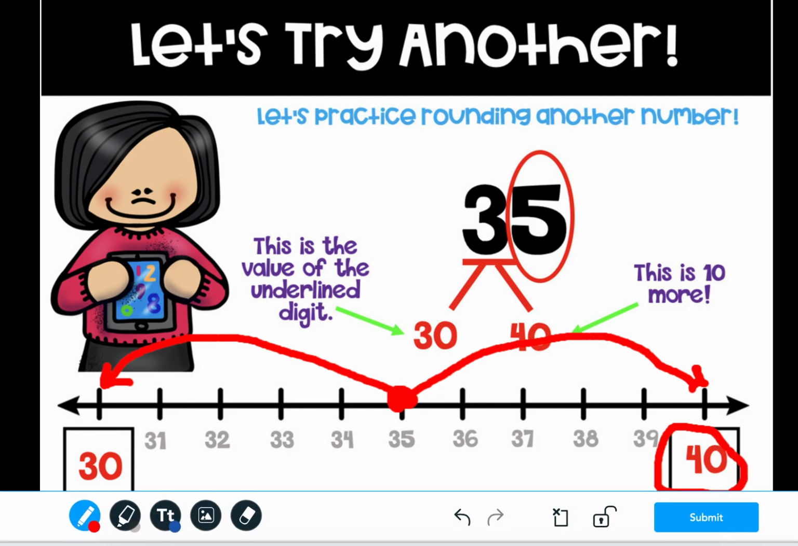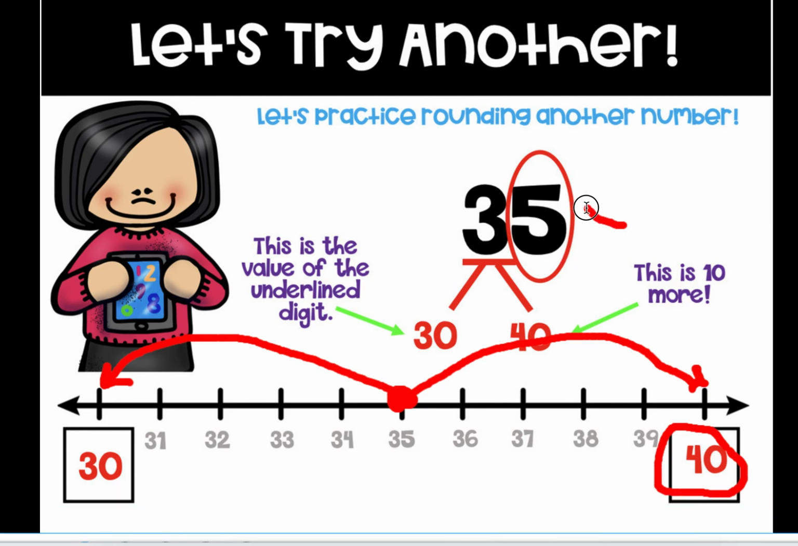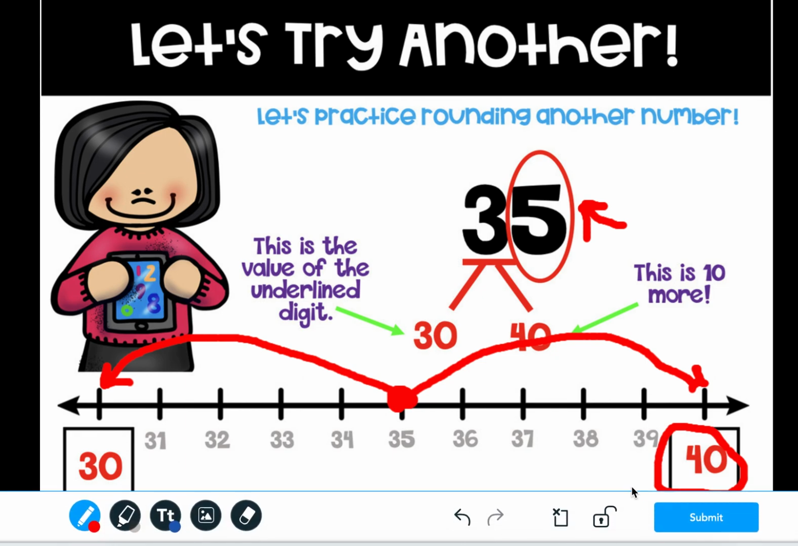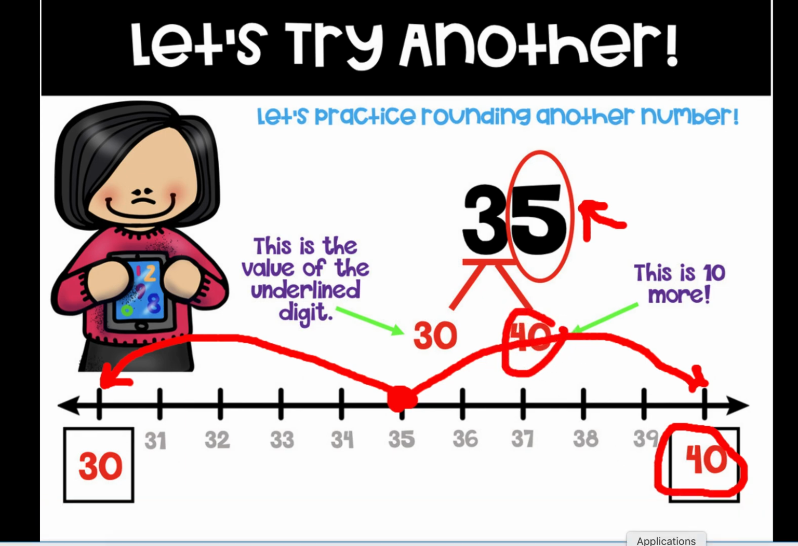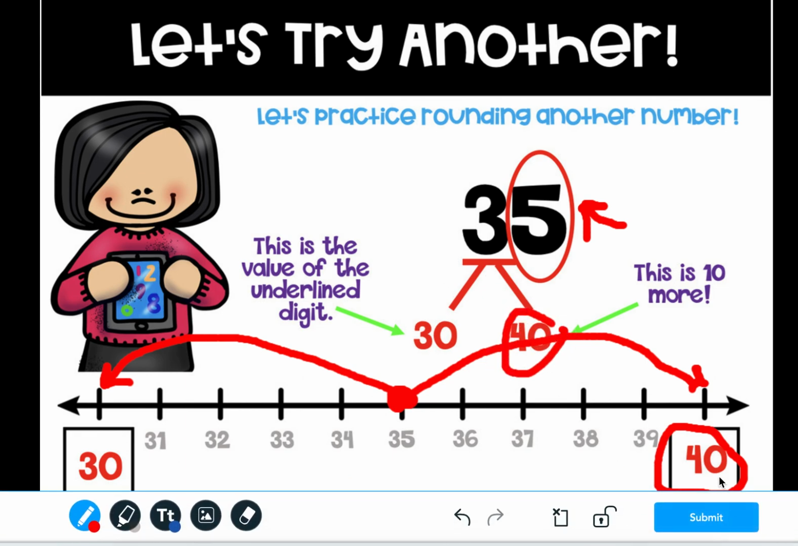Another good way that I like to think of it is think about holding a balloon. If you let go of a balloon with 5 fingers, where does the balloon fly? It flies up. So any number that's ending in 5 rounds up to the next 10. So 35 rounds to 40. 5 is a tricky one.